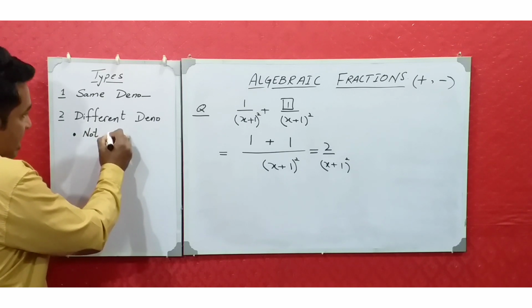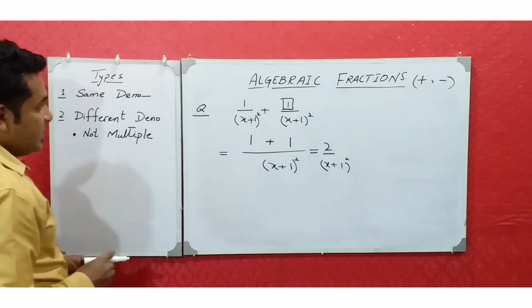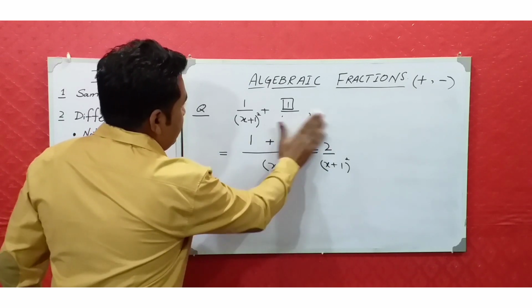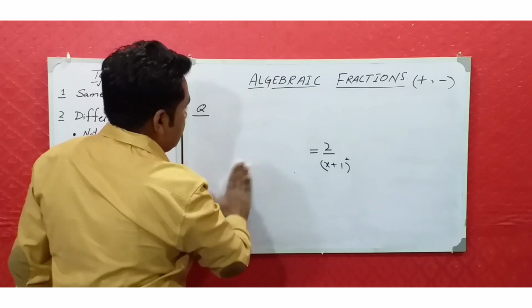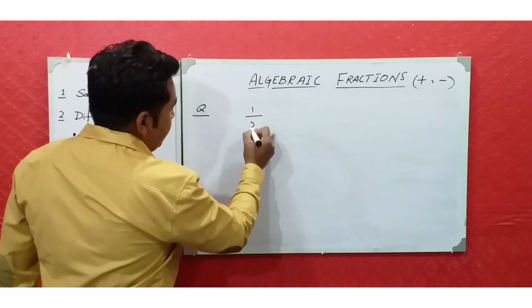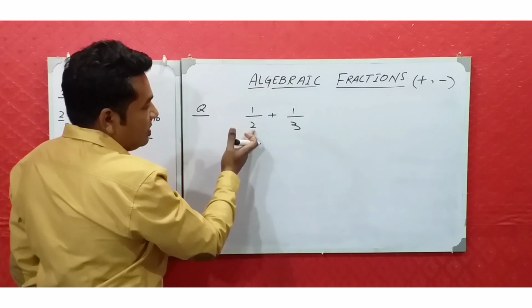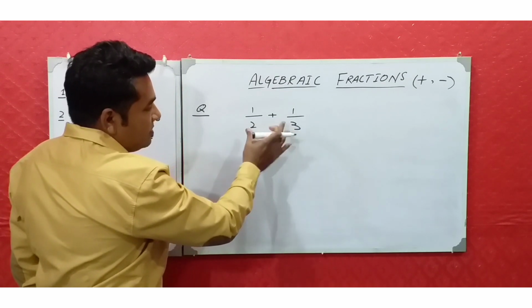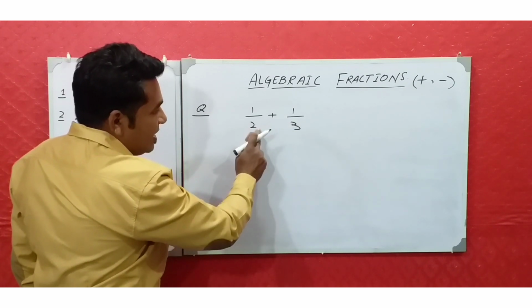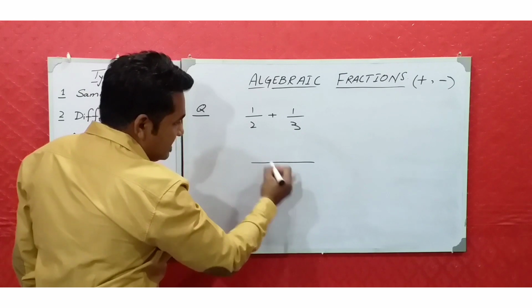Not multiple. What is this? I'll tell you through an example, don't worry. Like for example, if we have fractions, the arithmetical fraction 1 over 2 plus 1 over 3. You can see 3 is not a multiple of 2, and 2 is not a multiple of 3. So these are not multiples of each other. When the denominators are not multiples of each other, then both denominators multiply with each other, and that becomes the LCM.